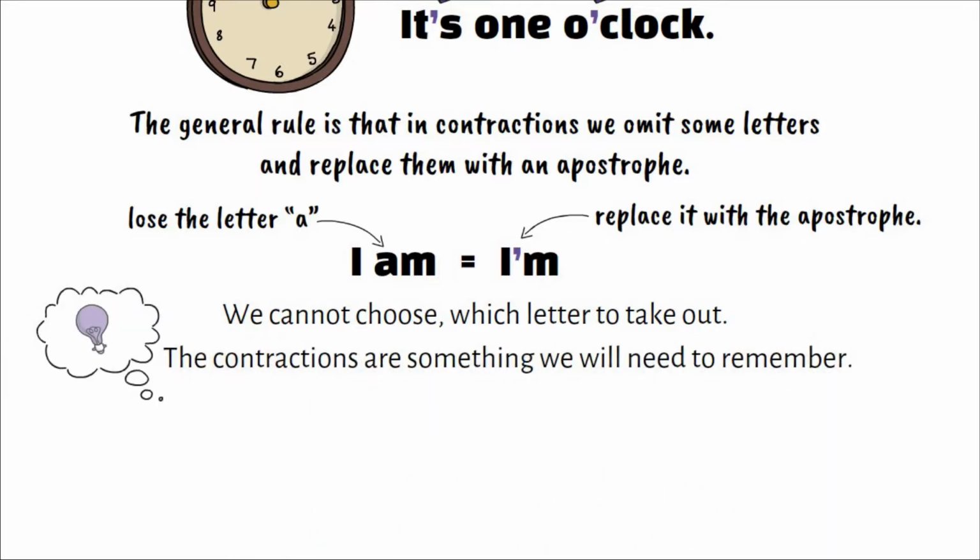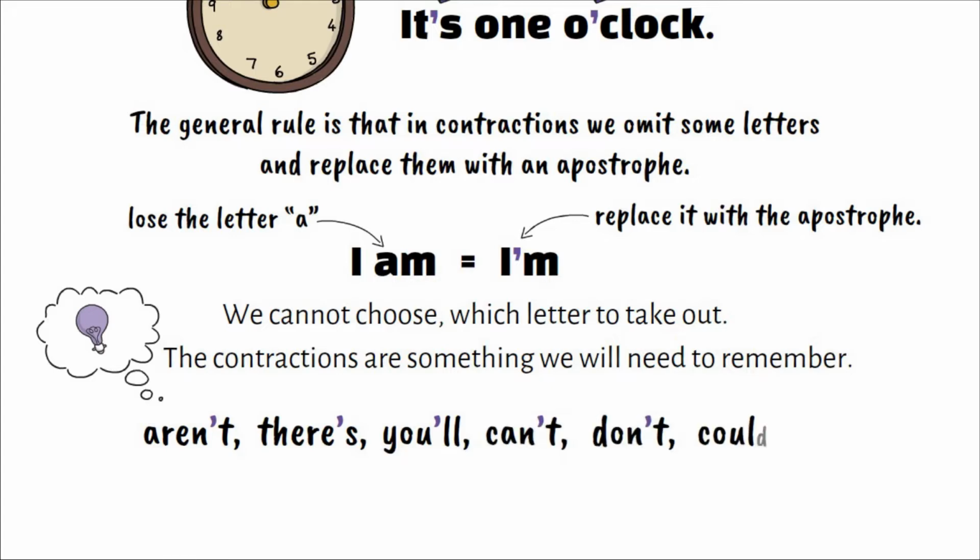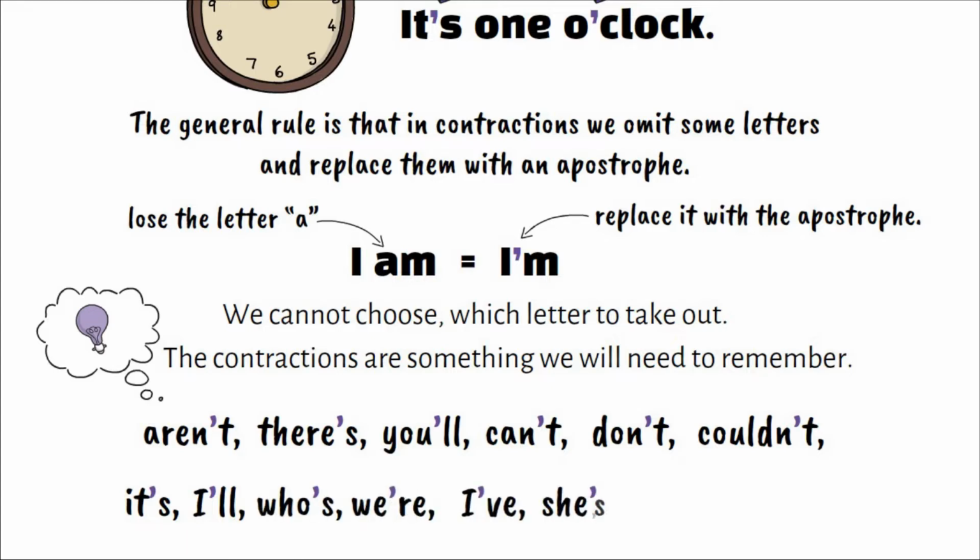Other common contractions are as follows: aren't, there's, you'll, can't, don't, couldn't, it's, I'll, who's, we're, I've, she's, and also o'clock or let's, and many others.